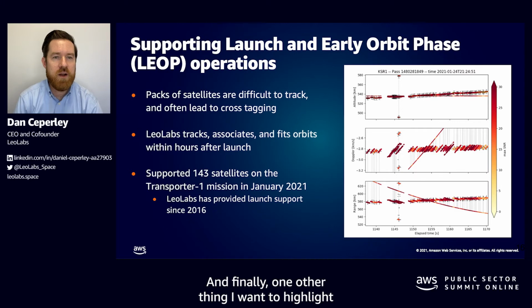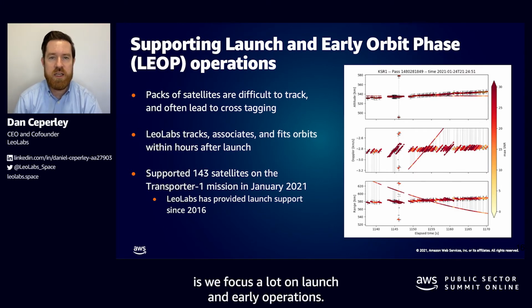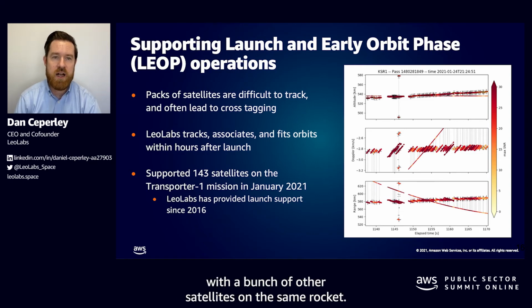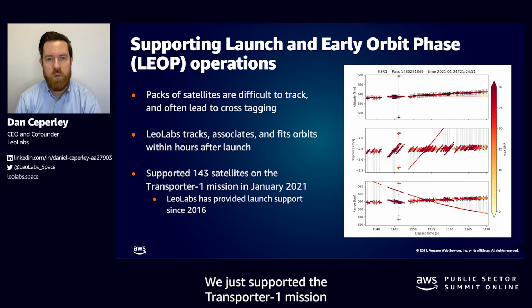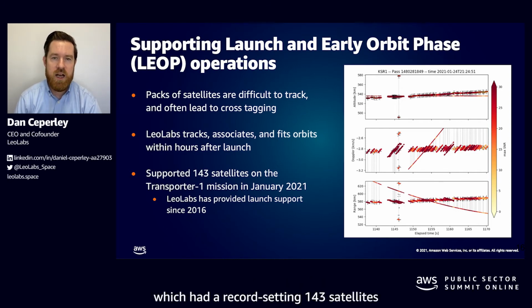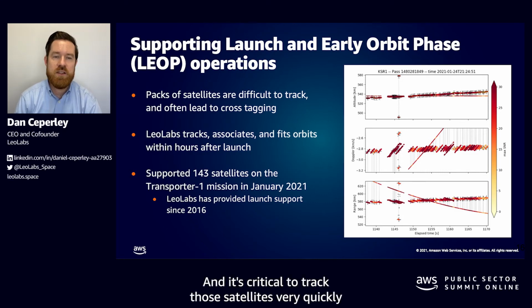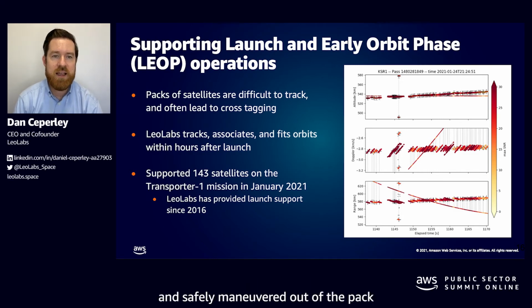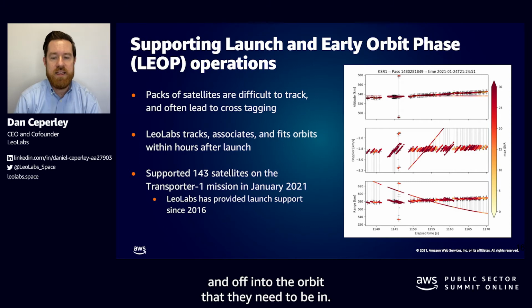And finally, one other thing I want to highlight is we focus a lot on launch and early operations. So when these satellites are launched into space, they're often traveling up there with a bunch of other satellites on the same rocket. We just supported the Transporter 1 mission, which had a record-setting 143 satellites on the same launch. And it's critical to track those satellites very quickly so that they can be rapidly brought into operation and safely maneuvered out of the pack and off into the orbit that they need to be in.